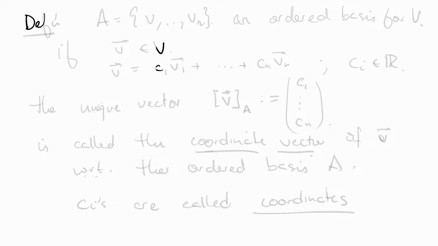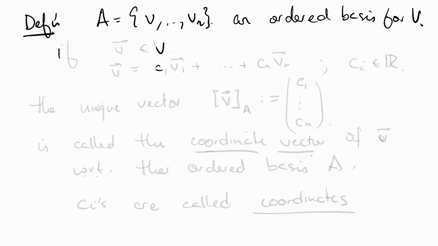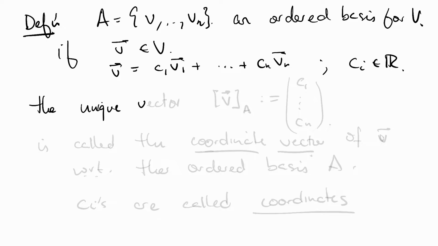Okay, with that, definition. Say A is a set of vectors, V1 through Vn, and is an ordered basis for V. So say we've got some vector in our vector space. We know that V is equal to C1 times V1 plus ... Cn Vn, where the Ci's are real numbers. We know that we can express this vector V as a linear combination of things in the basis. There is a unique vector, as in there's only one way to do this.